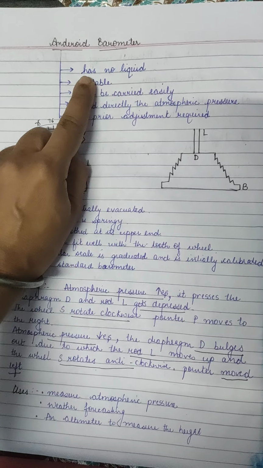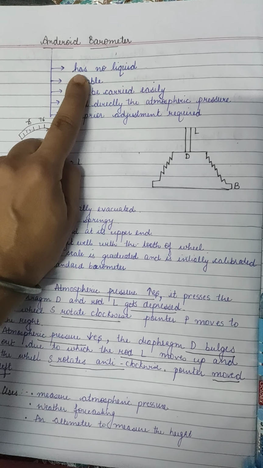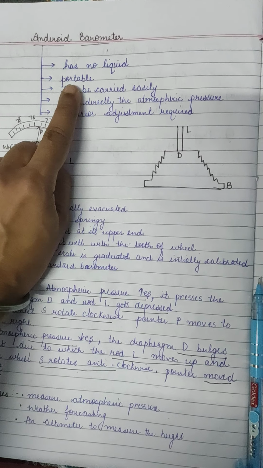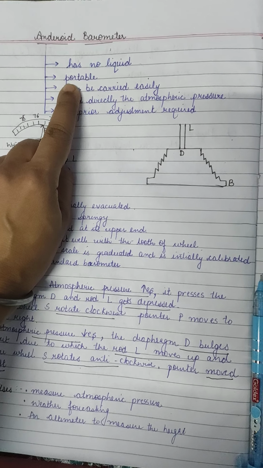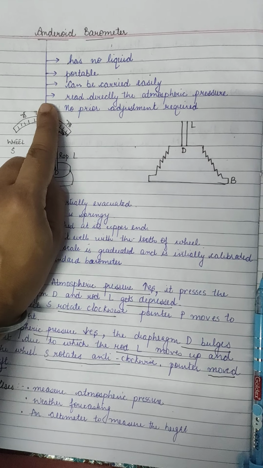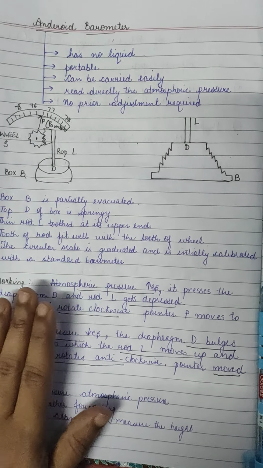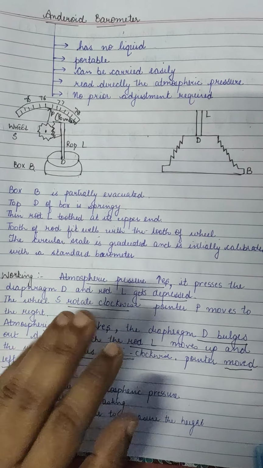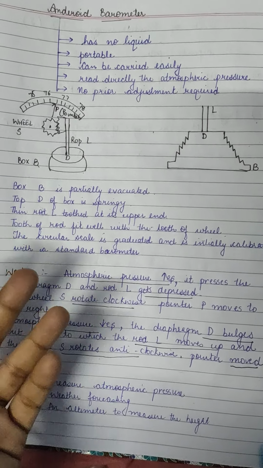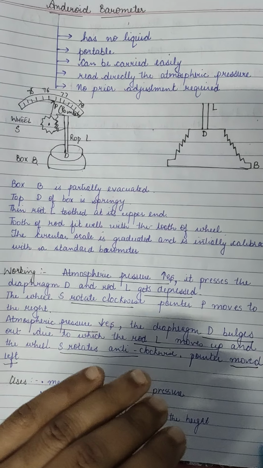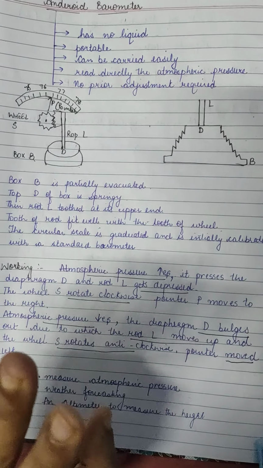It is known as a no-liquid barometer. No mercury is used in this barometer. It is very portable, which means you can carry it easily from one place to another. And it directly reads the atmospheric pressure. No adjustments are required, unlike the things we require in the Fortin barometer. Now, how does the system work?